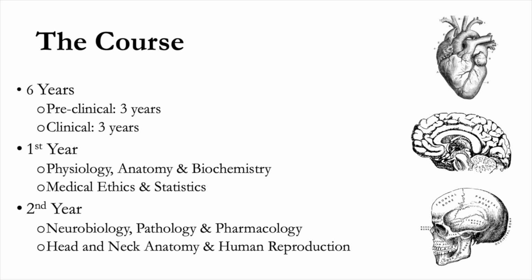In first year, the topics covered are physiology, anatomy and biochemistry, with short courses in medical ethics and statistics. And then in second year, the modules are neurobiology, pathology and pharmacology, with courses also in head and neck anatomy and human reproduction. And all of these are assessed by end of year exams. So by the end of second year, you will have covered a broad range of topics and will have learned a lot about how the body works. The aim of these preclinical years is to provide a strong scientific foundation for your future learning.